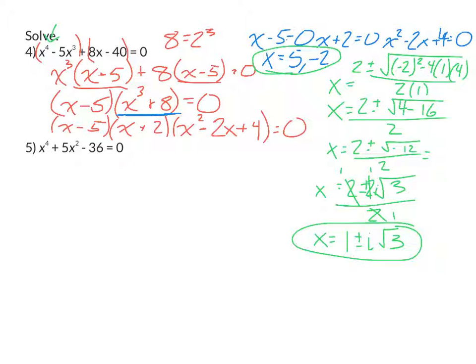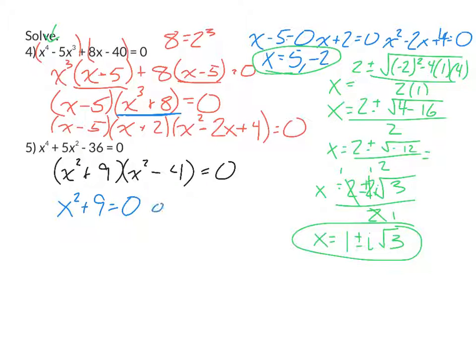Let's try number 5. In number 5, we want to factor x to the 4th plus 5x squared minus 36. And so what multiplies by itself to make x to the 4th? Then we need numbers that multiply to negative 36 and add to 5. So we can do a plus 9 and a minus 4. Now the x squared minus 4 factors again, but I have another option. I can go ahead right now and just say, okay, well either x squared plus 9 is 0, or x squared minus 4 is 0.